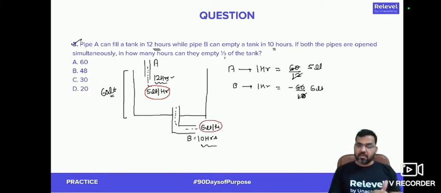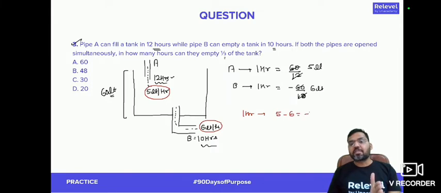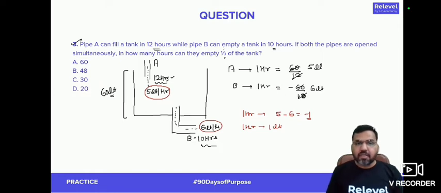So overall, in 1 hour, the tank will get empty by 1 liter. So in 1 hour, 1 liter of water will be going outside the tank. So I want the tank to get empty. In how many hours can they empty 1/3 of the tank?